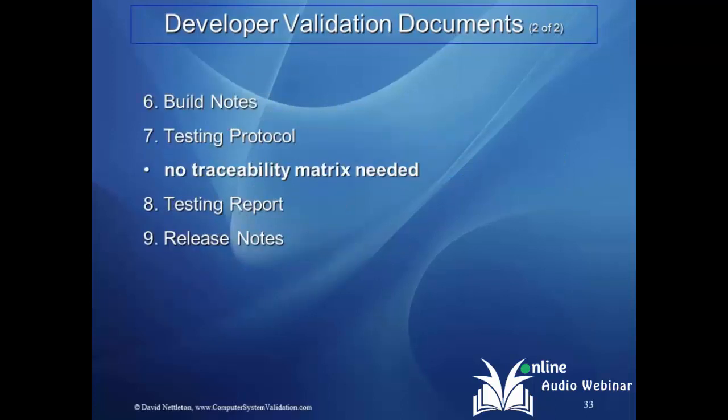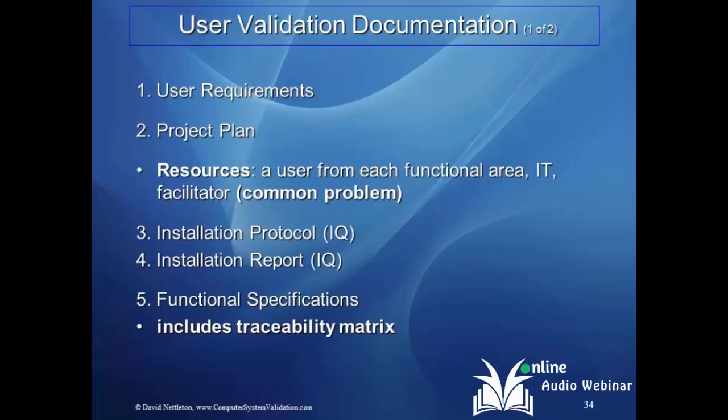Number 6, build notes. Number 7, testing protocol. In number 8, the testing report. Number 9, the release notes. Now, user validation. It starts off with user requirements. And again, we know there's 3 possible requirements: R1, user security; R2, audit trails; R3, electronic signatures.